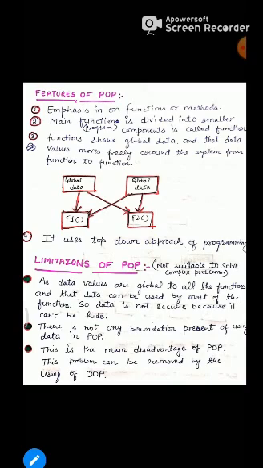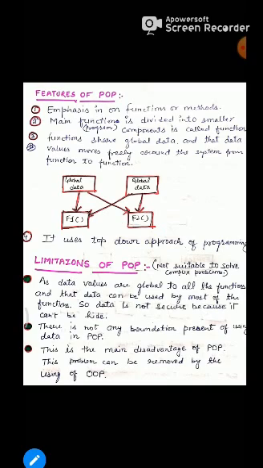Next is the limitations of POP. The first point is it is not suitable for solving complex problems. The next one is that data values are global to all the functions. That is an important point. As data values are global to all the functions and can be used by most of the functions, that data is not secure because it cannot be hidden.